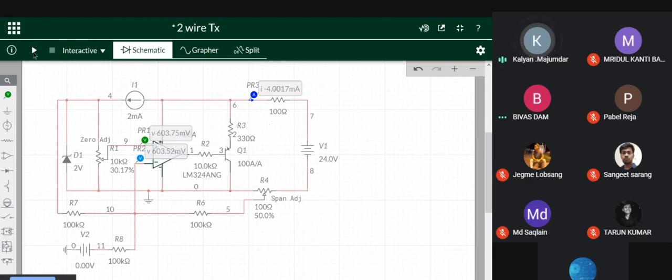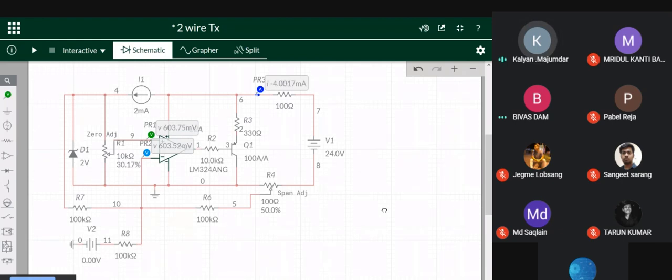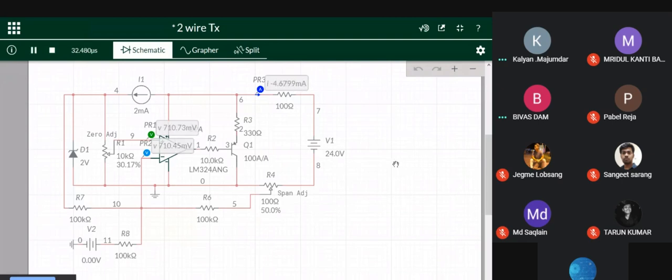Now let's start the simulation part. The input voltage has been manually set to 0. The output current is 4 milliamperes. Why is it 4? Because I've performed the zero adjustment before. For this potentiometer, Z is 30.17%, that means Z is 0.3017 and span S is 0.5. I've done that before the exercise. I've suitably adjusted the zero so that when the input voltage is 0, the loop current, or the transmitter output current, is 4 milliamperes.